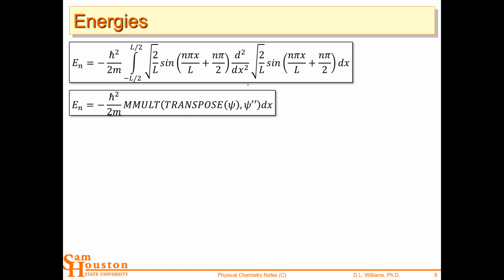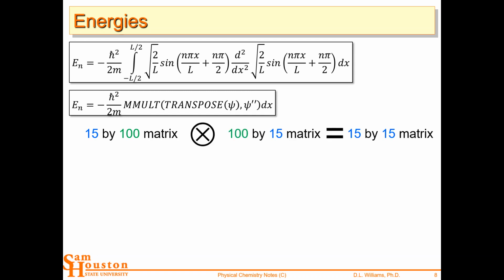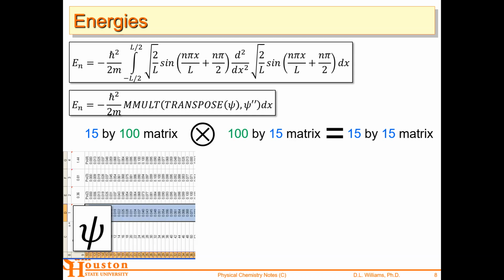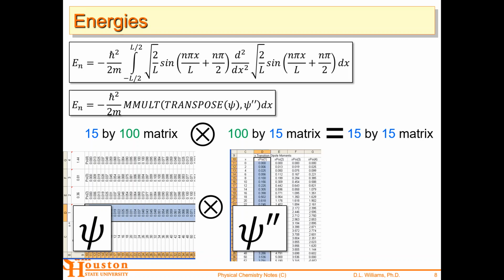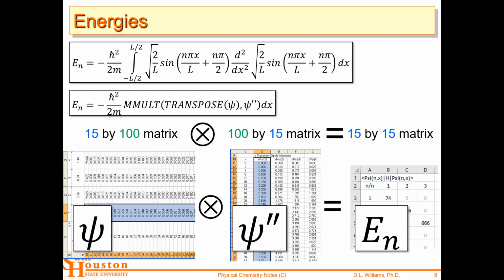And we use, like we discussed last time, a transpose of that psi matrix, which was a 15 by 100 matrix. We flip it sideways, and we use matrix multiplication, M-mult, to multiply by psi double prime, and we end up with our energies. So this is what you're doing in the spreadsheet for the Schrodinger equation. Transpose of that psi times psi double prime, and then you end up with the energies.